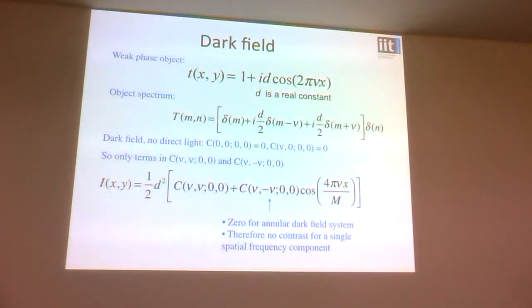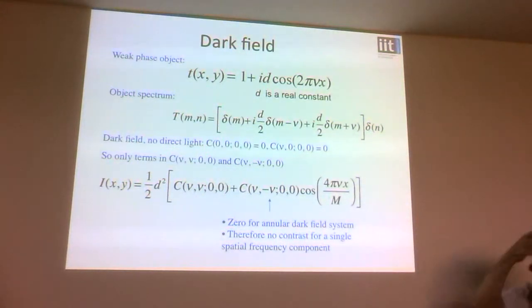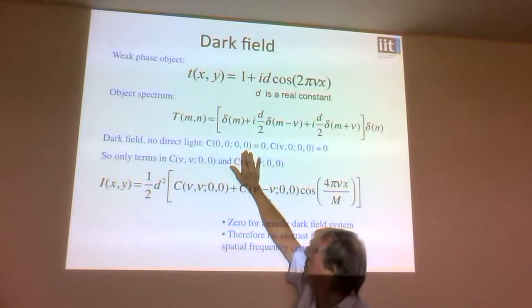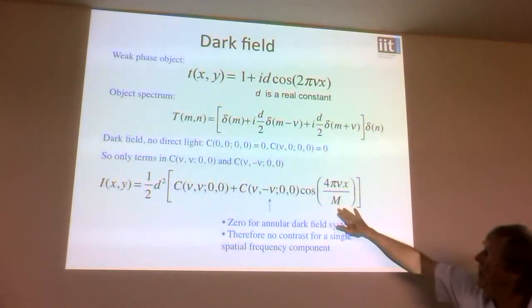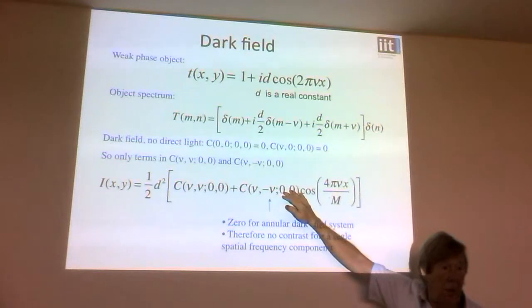So what I'm showing here at the top is a weak phase object. We can write it in this form, a constant background. Let's say we've got a single sine wave on that. The amplitude of the sine wave I've called D, where D is iD, so it's an imaginary thing, which you'd have for a phase object. And the object spectrum is the Fourier transform of that. So you've got these two delta functions corresponding to the two components of the cosine. And then, because it's dark field, there's no direct light, so this central term disappears, that's equal to 0. And we end up with the final image of this form. And it turns out that this term here is also 0 if you do it the way I described.